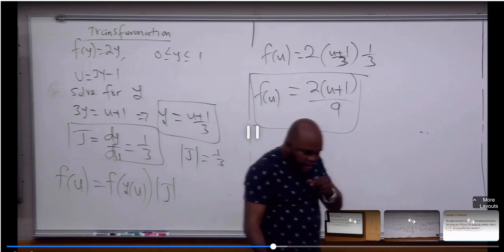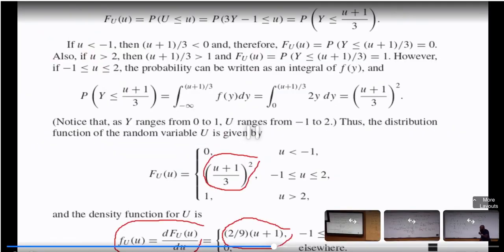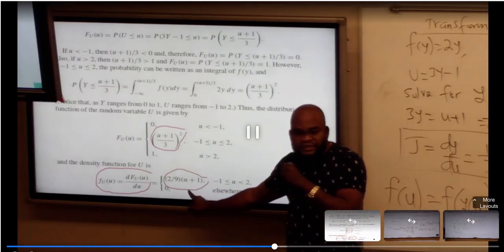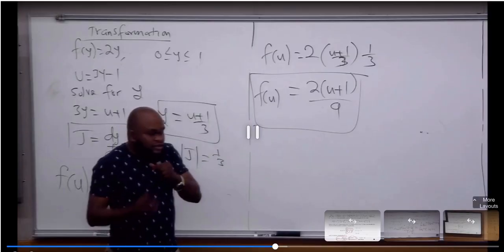And let us see whether the result is going to be the same. Oh my God, look at that. The result is the same. This is 2 over 9 times (u plus 1), and this is also that.